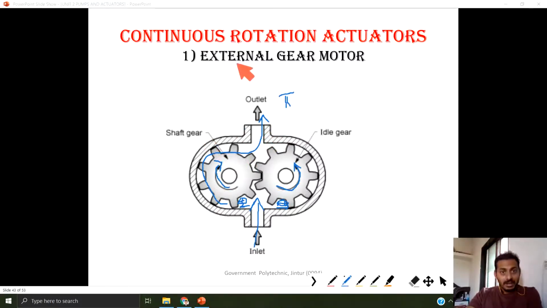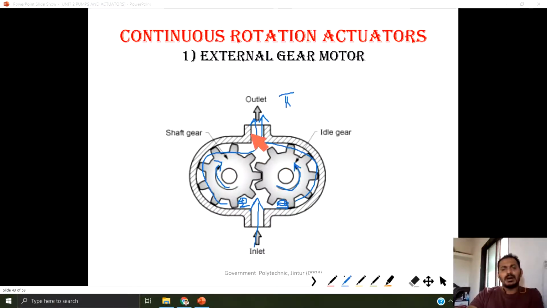Here we are getting the continuous type of rotation. Continuously fluid is fed through the inlet port, and it is taken out from the outlet port. The pressure force of this fluid is making the idle gear and shaft gear rotate in opposite directions. Here also these pockets are filled, and this oil is emptied at the outlet and given to the tank port. So we are getting continuous rotation.